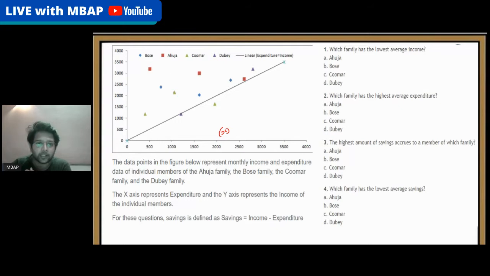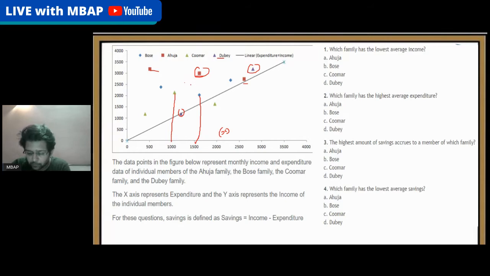If I just put a straight line, you will say the average for the Kumar family will be slightly here. The average for the Bose family is going to be slightly here. For the Ahuja family, there are 3 pointers that we can see here. But if I see the deviation from the blue triangles, you say Ahuja is going to be slightly more than the value of Bose. For Dubey, one value is here and the second value is here. What do you think the answer is?